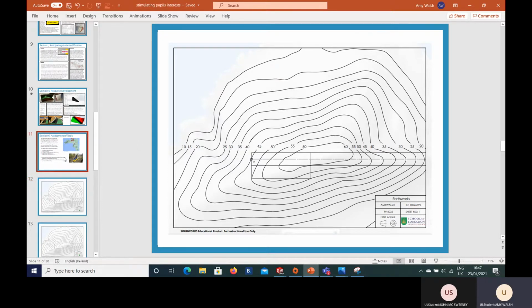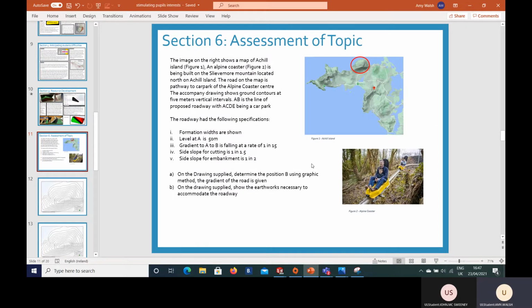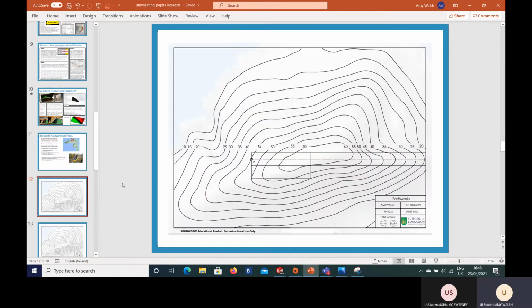For the question, I made the question about alpine coasters. So they're designing an alpine coaster to go on this mountain, the Slievemore Mountain in Achill Island. The question includes a car park, as that's where everyone is going to park before they go to this alpine coaster. I tried to make it as realistic as possible by choosing a gradient that went from 50 to 25.